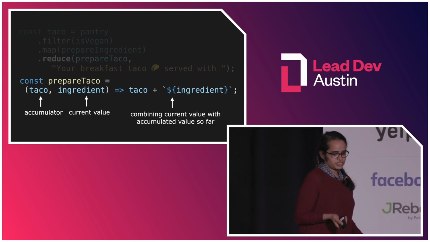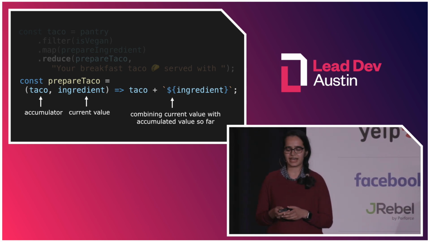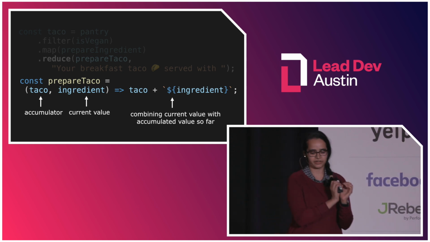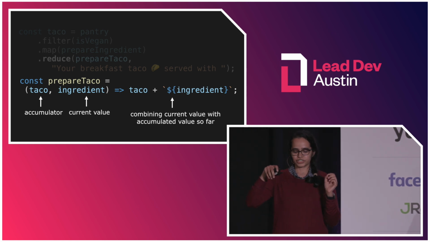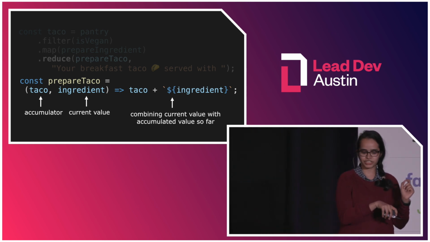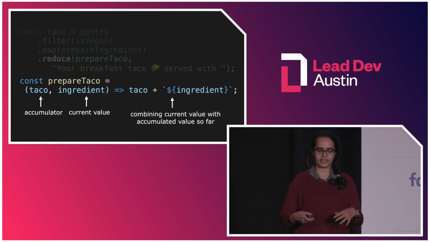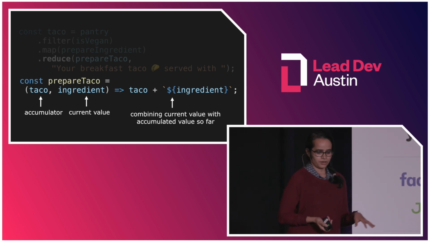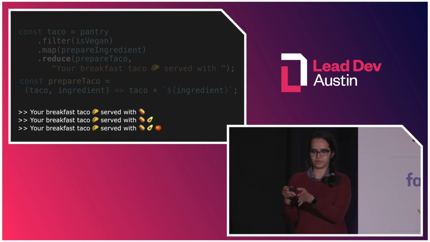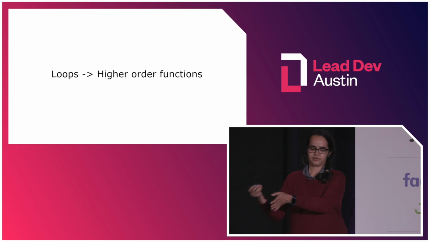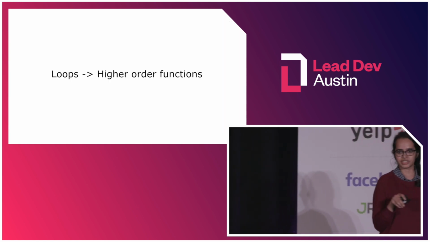And this reducer function, in our case the prepare taco method, has a taco string, which is like an accumulator. And as it iterates through each item in the list, the reduce function applies this prepare taco function, and the prepare taco function builds that string for you and accumulates all that value in the taco string. And so your string is slowly building up with served with potatoes, then avocados, and then salsa. So great, we replaced those loops with higher order functions.